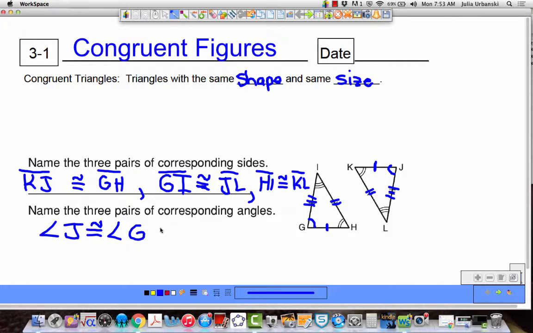Give me another one on your own. H is congruent to K. Good. Angle H is congruent to angle K. They have matching marks of 2. These 2 marks match that mark. And what else could you have that has matching 3 marks? I is congruent to L. Angle I is congruent to angle L.